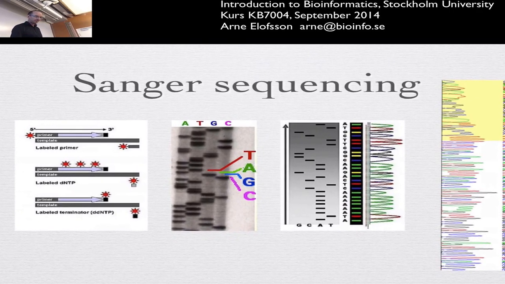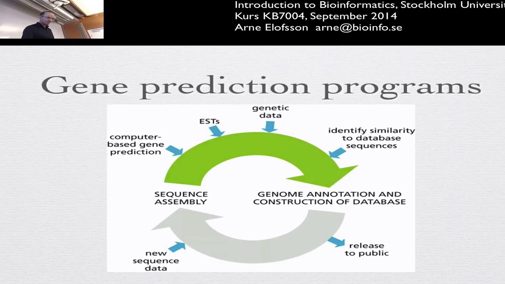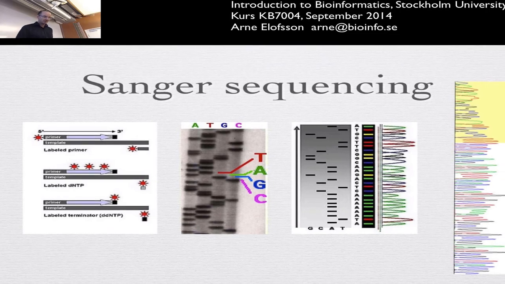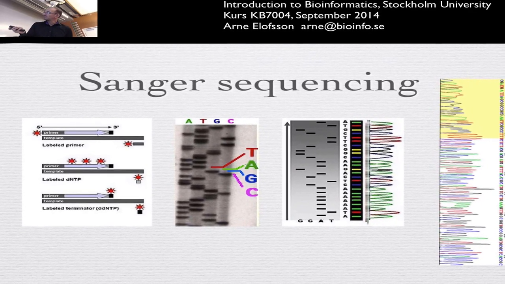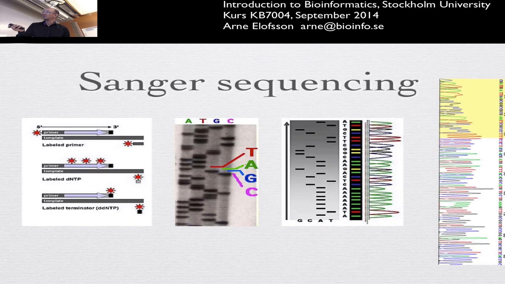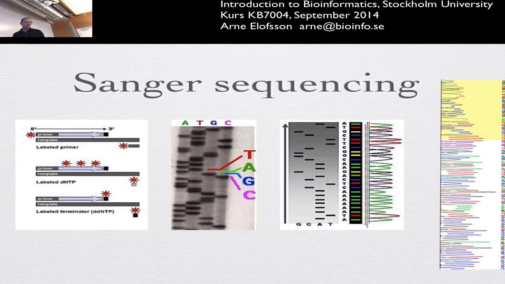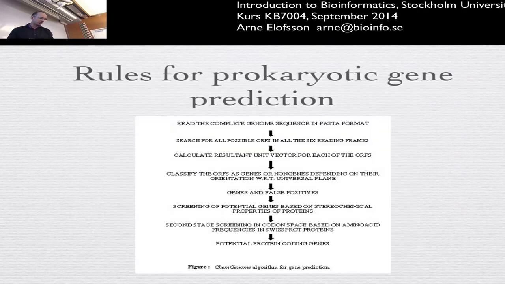But then they switched to fluorescent nucleotides that you can do much more efficiently than the radioactive labeled ones. So then you can just measure that, and you also develop other methods, and later come other techniques like paired sequencing and so on.